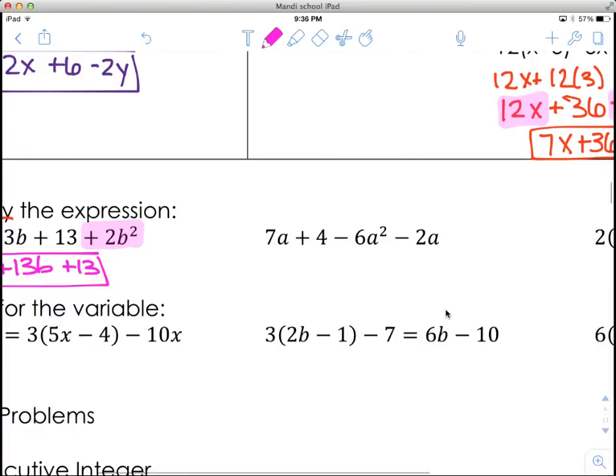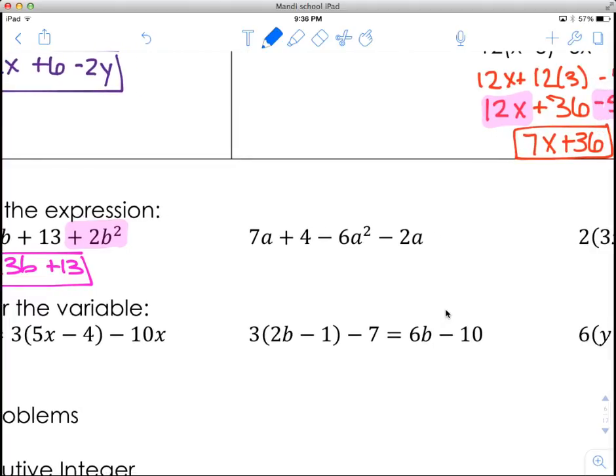Okay, so on this one, I have a 6a squared. I don't have any other a squareds, so I write it down. Then I have a 7a minus a 2a, so that's a plus 5a, because remember, there's an invisible plus sign before that. And then I have a 4 that doesn't have anything to add it to.